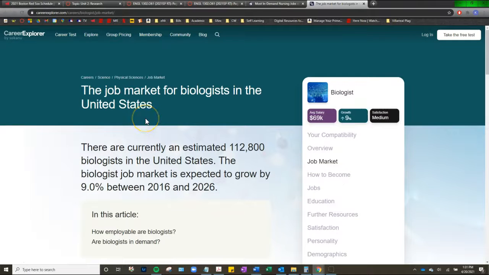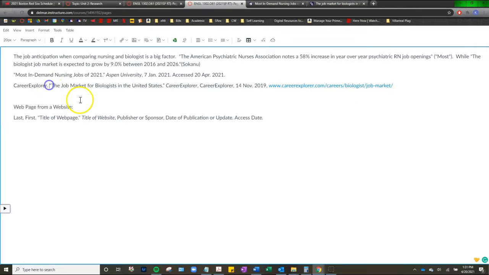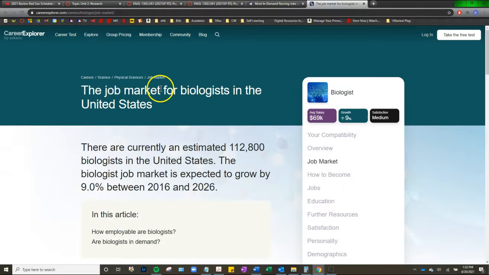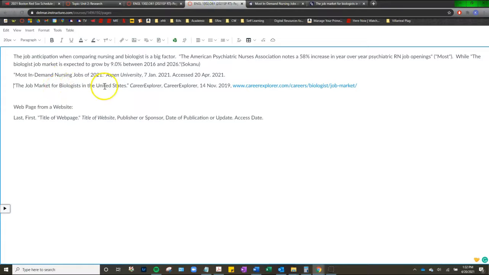I'm not seeing anything about this being staff written or anything like that. So let's get rid of it. Okay, job market for biologists in the United States. Let's make sure that holds up. Job market for biologists in the United States, that holds up. We have things capitalized, we have a period, excellent.